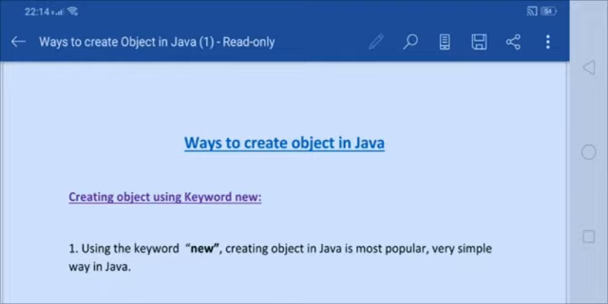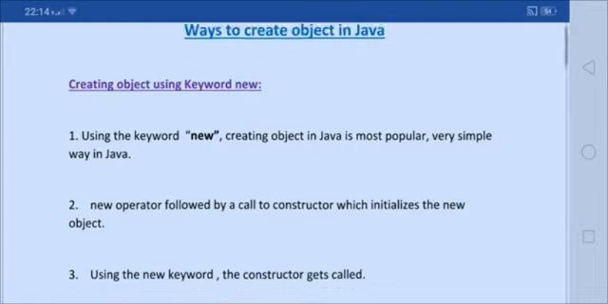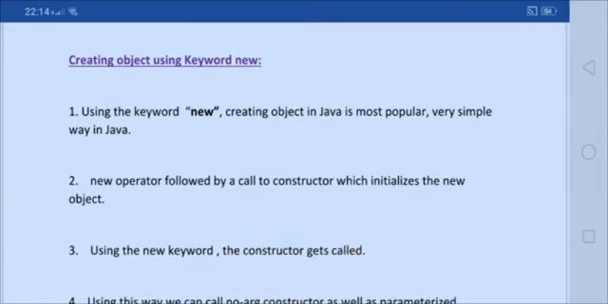Let's discuss one of the most frequently asked interview questions in Java, that is nothing but the ways to create an object in Java. The first approach to create an object in Java is using the keyword new. So we can create the object using the keyword new, and it is the most popular and very simple way in Java.